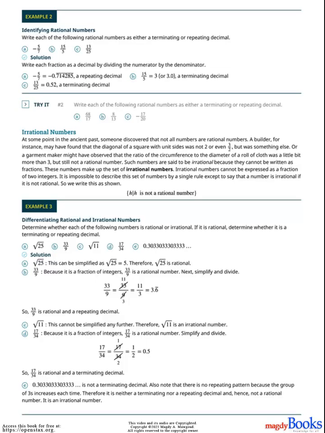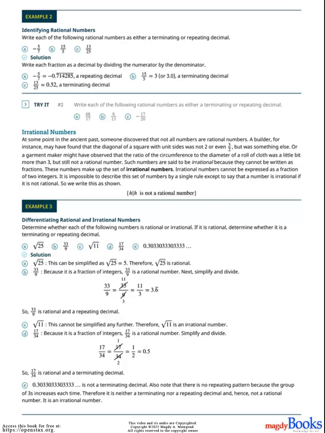Example 3. Differentiating rational and irrational numbers. Determine whether each of the following numbers is rational or irrational. If it is rational, determine whether it is a terminating or repeating decimal. A. Square root of 25. B. 33 over 9. C. Square root of 11. D. 17 over 34. E. 0.30333033333.